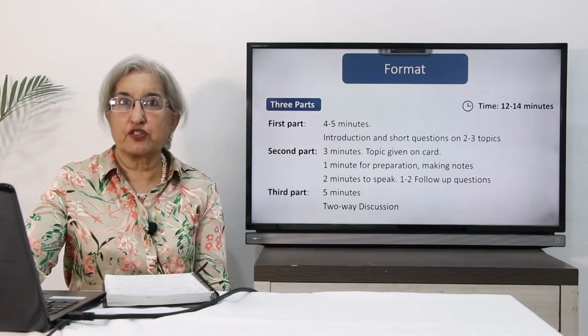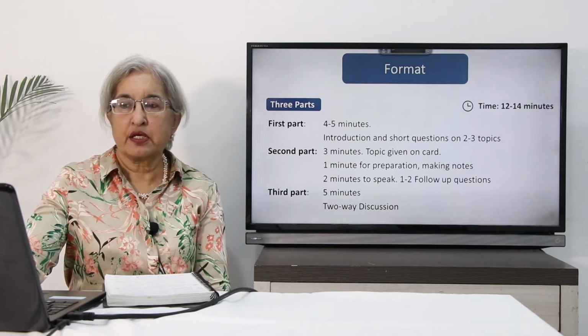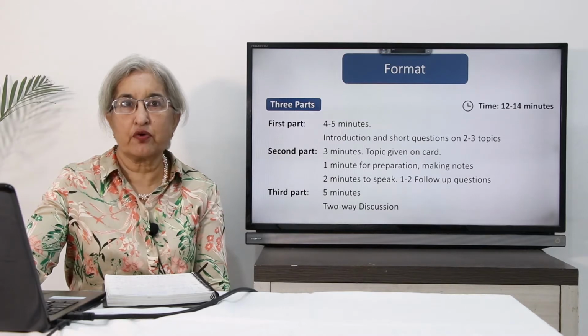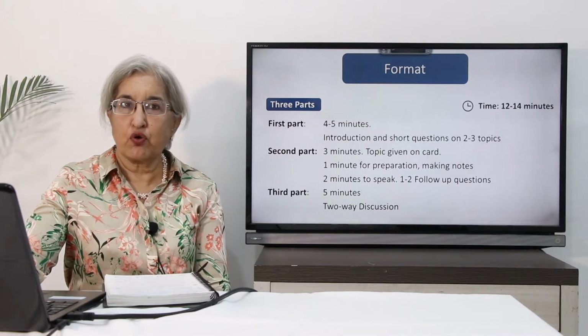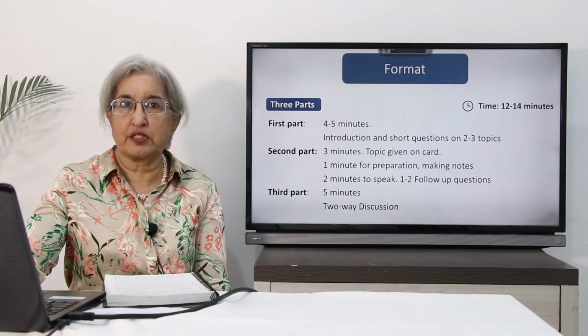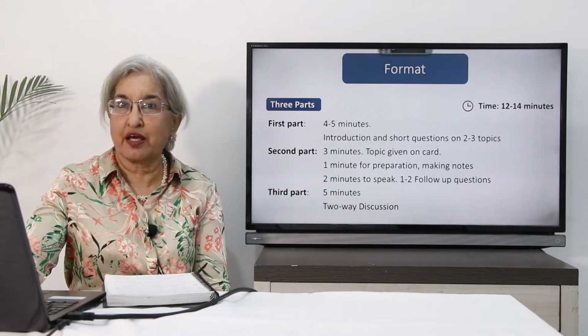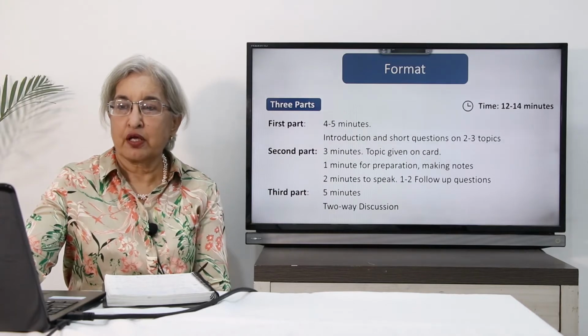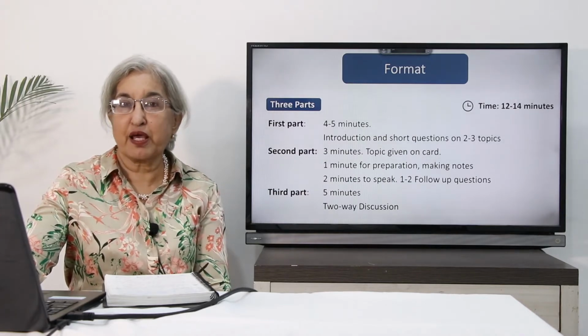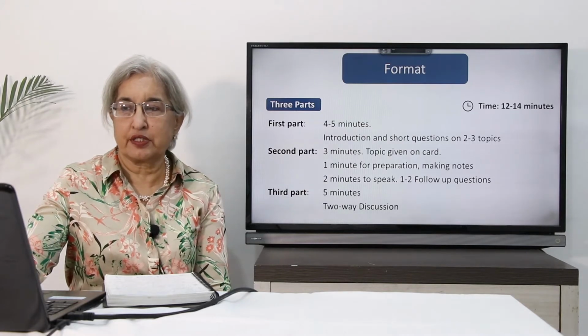The second part of the speaking test is of 3 minutes. 1 minute is for preparation and you must make notes during this time. Be sure that you use this 1 minute and jot down a few words that you will be using in your speech. Then you will be asked to speak for 2 minutes. The topic will be given to you on the card.